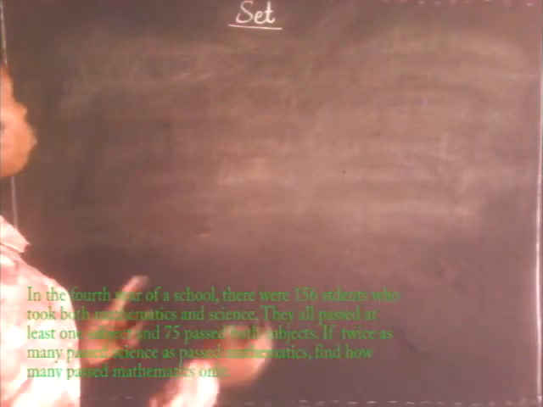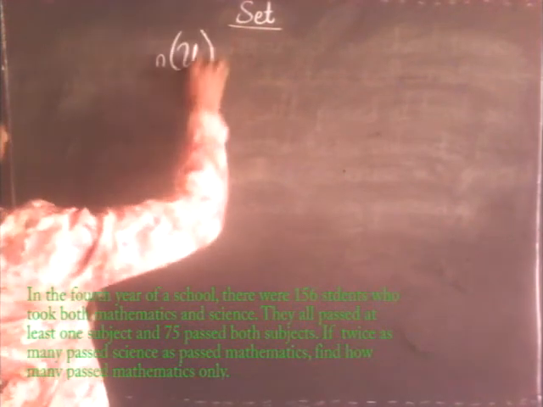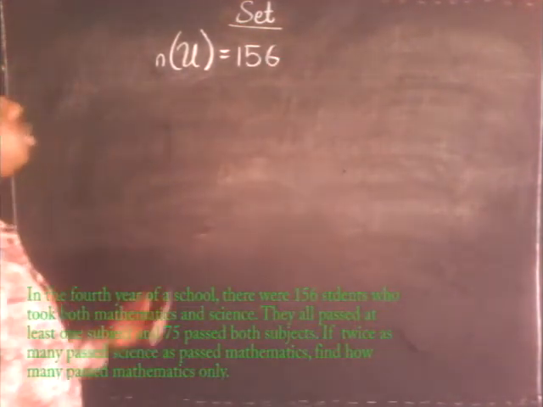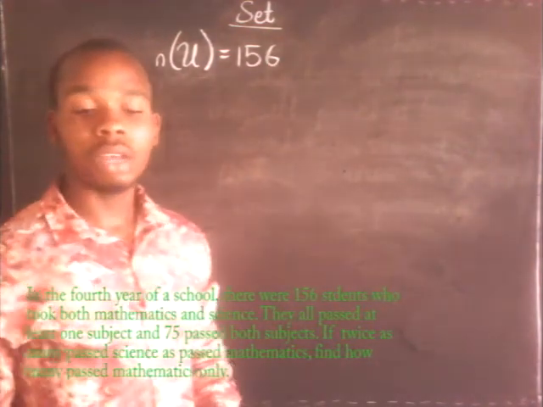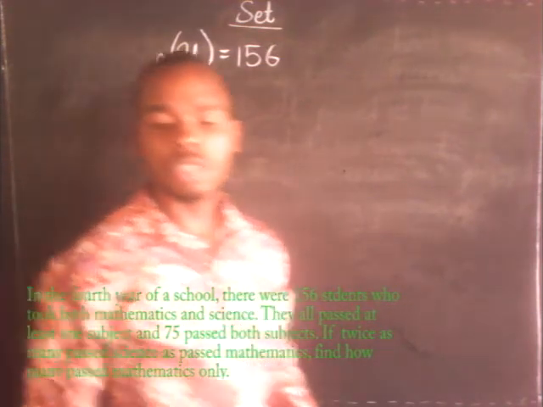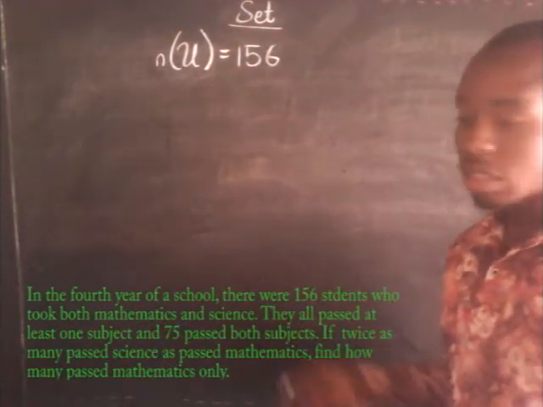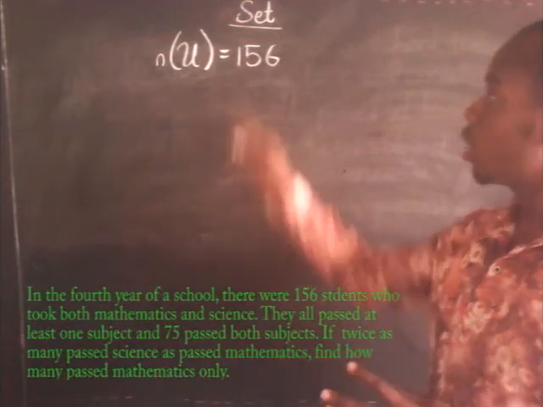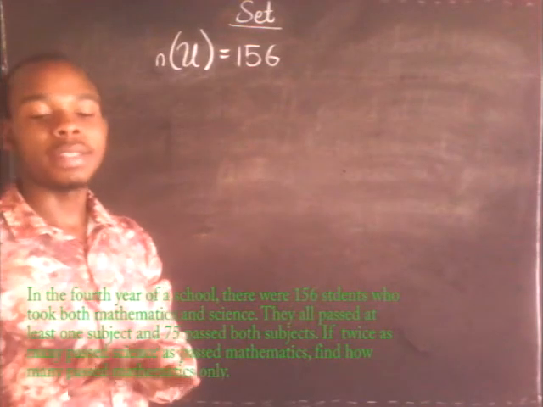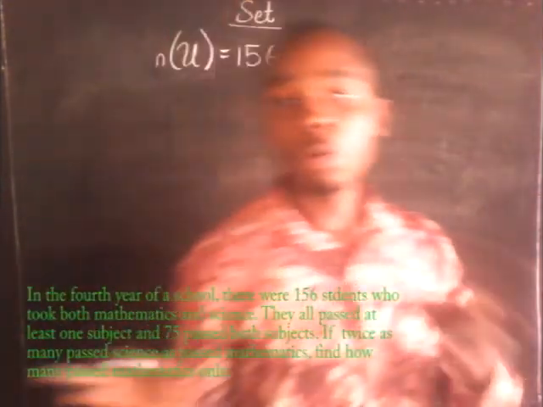That 156 there is the number of students in the school as at that year, which you can consider to be our universal set. Then if you proceed, you will see that they said they all passed each subject. That means everybody in this 156 took the exam, and none of them failed. And then at least one passed the subject, and then 75 passed both subjects.